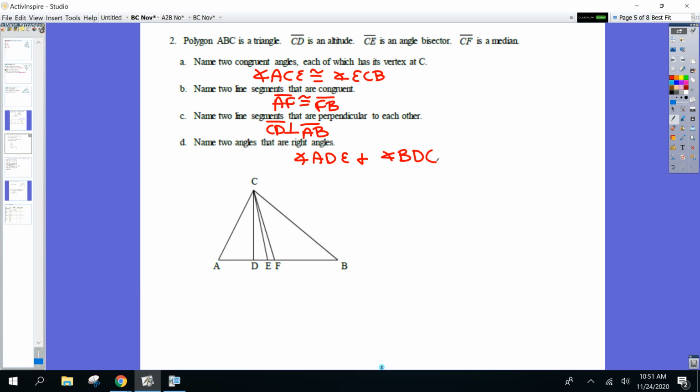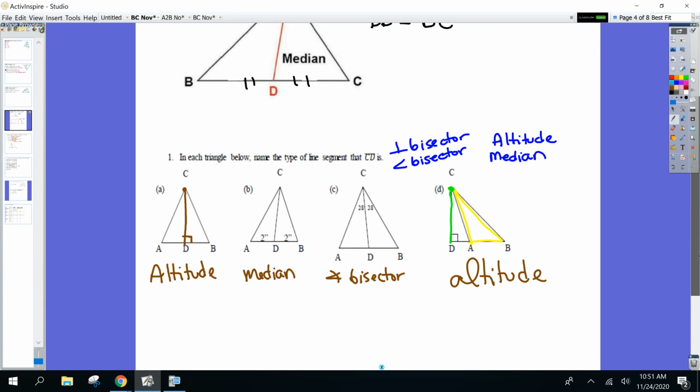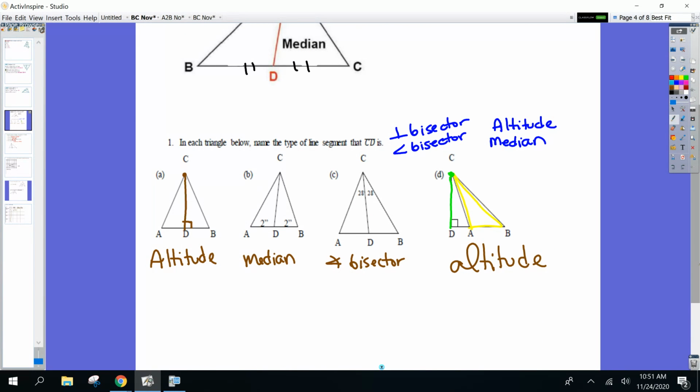We're all set? All right, so final thing we need to do today. You guys know 4 different types of lines in a triangle. You know a perpendicular bisector, and if you remember from the Ed Puzzle video, they all intersect at the same spot, don't they? Angle bisector, we did yesterday in class. They all intersected at the same spot. Altitude, they all intersected at the same spot. How about medians? Do they all intersect at the same spot?